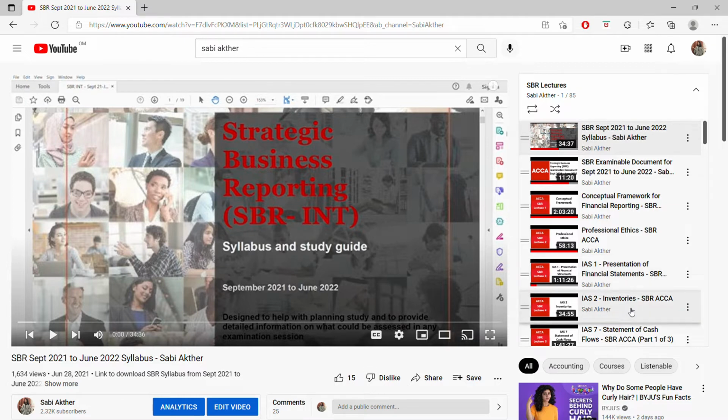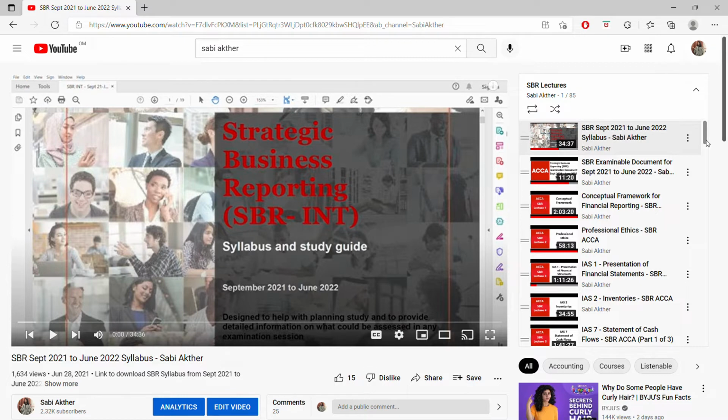So mostly standards are about what? Measurement and recognition. How do you measure and recognize a particular thing in that standard? If it's inventory, it's inventory. If it's statement of cash flow, it's all about cash flows. And most of it, the majority of it, you have already covered in your financial reporting. But some standards are not there in financial reporting that are here in your SBR. You need to pay more attention to those standards.